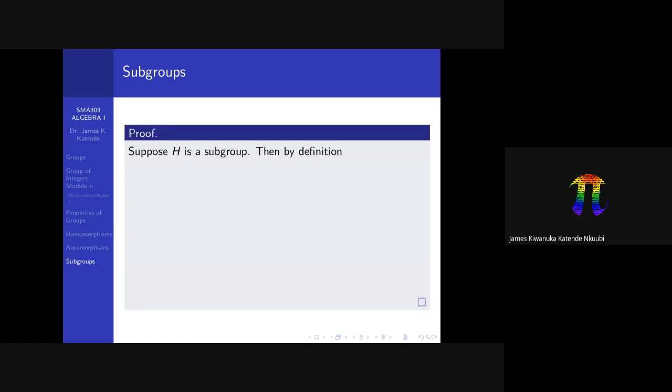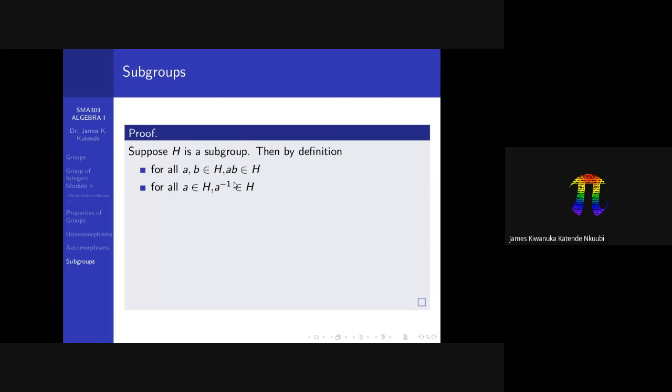To prove it, we first of all suppose that H is a subgroup, and if it's a subgroup, then it is also a group, right? So it will satisfy these two properties by definition. It will be closed under the binary operation, and any element in the set H will also have its inverse in the set H. So here we have confirmed that if H is a subgroup, then these two conditions will be satisfied.